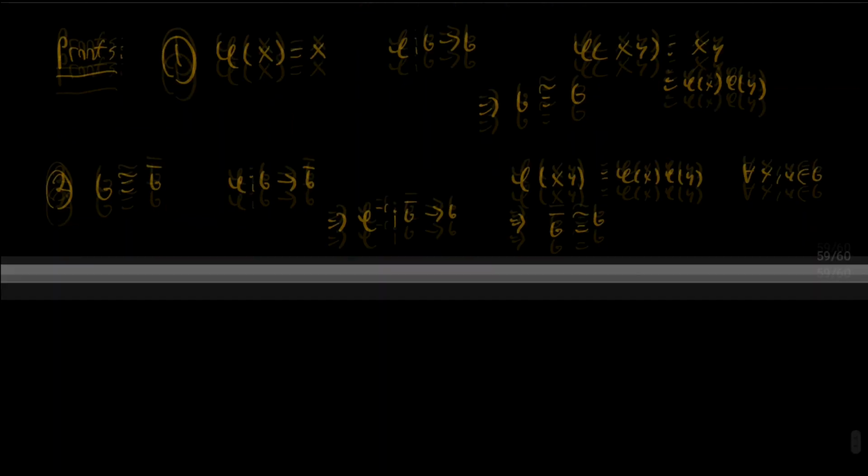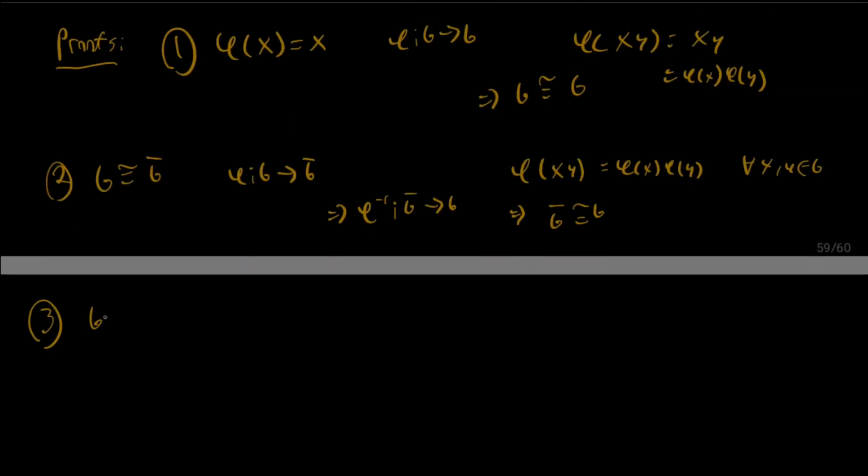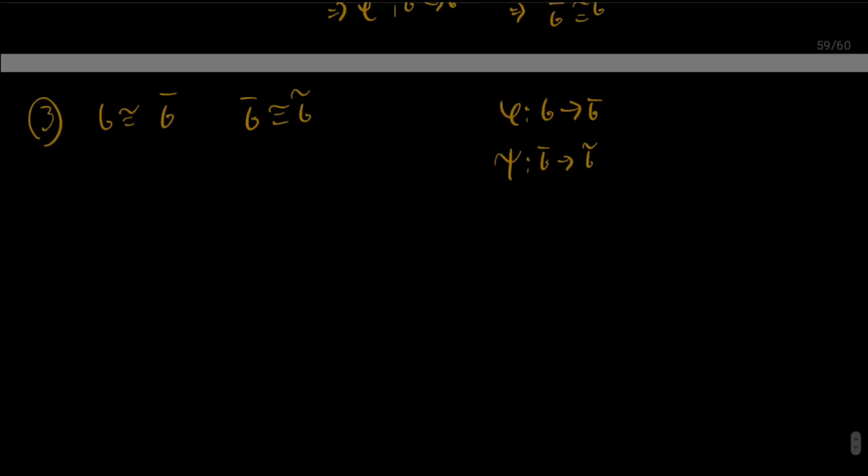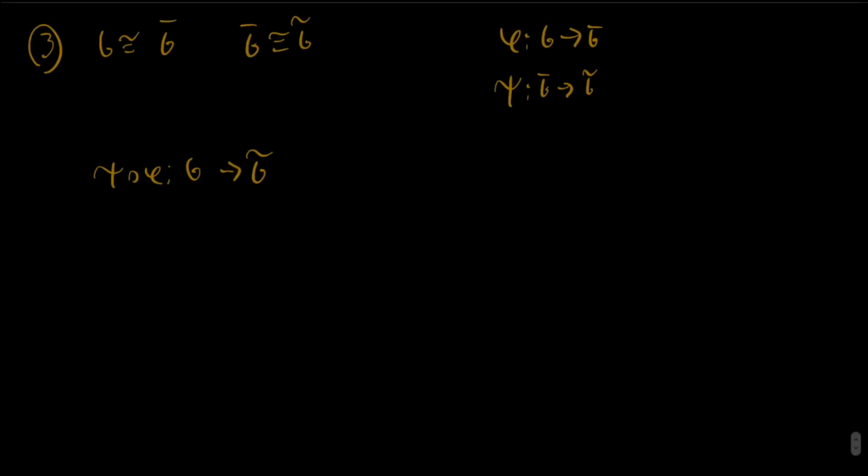So this actually already proves the symmetric property. For the transitive property, we're going to suppose that G is isomorphic to G bar, and G bar is isomorphic to G tilde. So in the end we have an isomorphism phi from G to G bar, and an isomorphism psi from G bar to G tilde. Then the way in which we're going to achieve the isomorphism is by composing them. And so what we're going to get in the end is a map from G to G tilde.